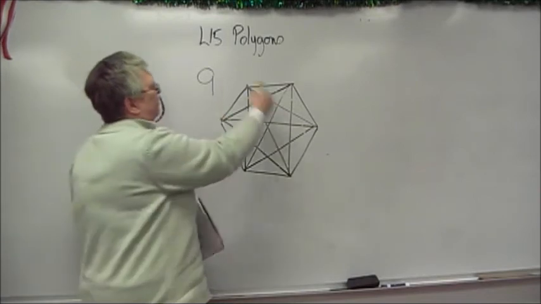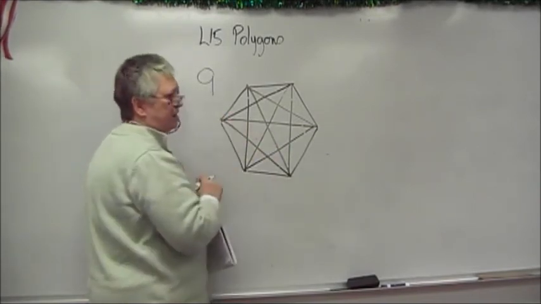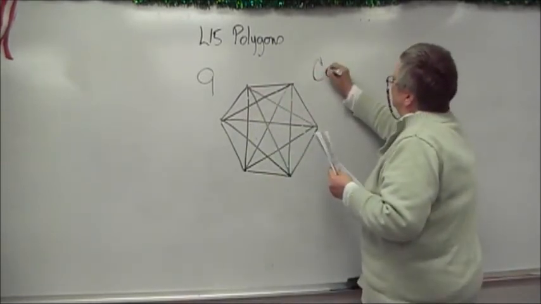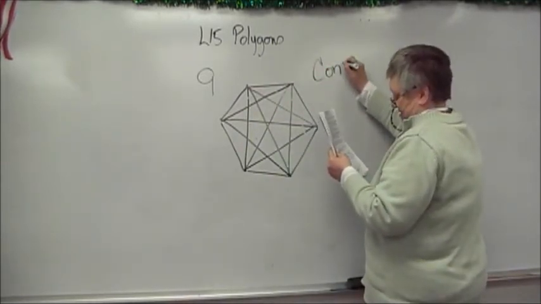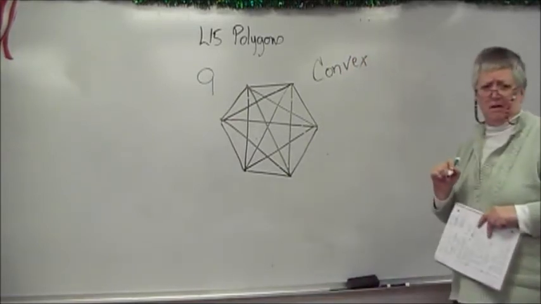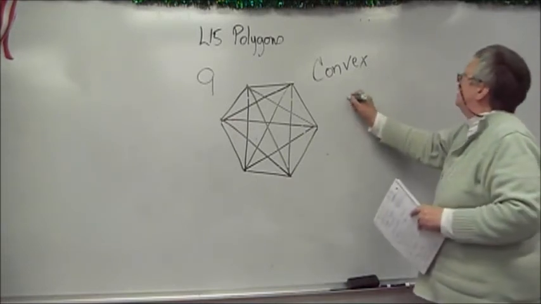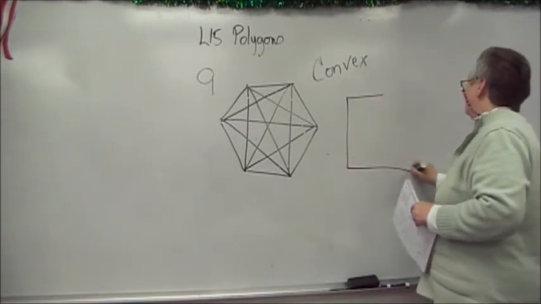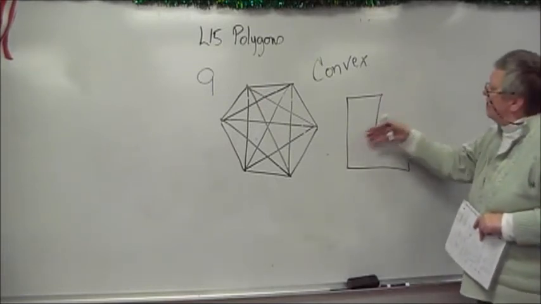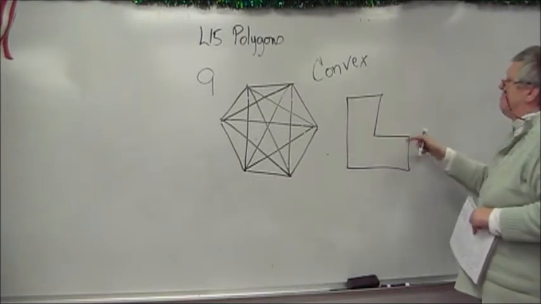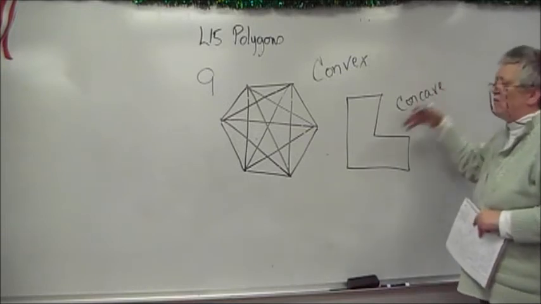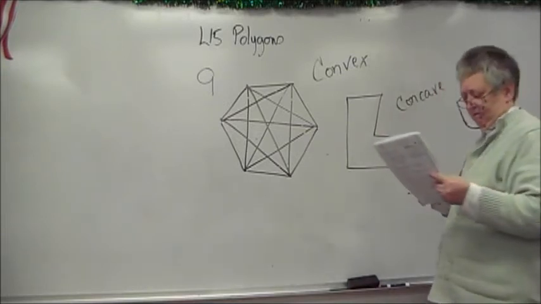Now, this figure right here, all of those diagonals were on the inside. That is, it's a convex shape. If you had it so that we had, let's see, I'm going to draw one. An L shape is usually pretty good. So that's still a hexagon. But in this case, it's not going all the way around on the outside. So this one is a concave. So if you can have one side that's pressed in, that's concave.